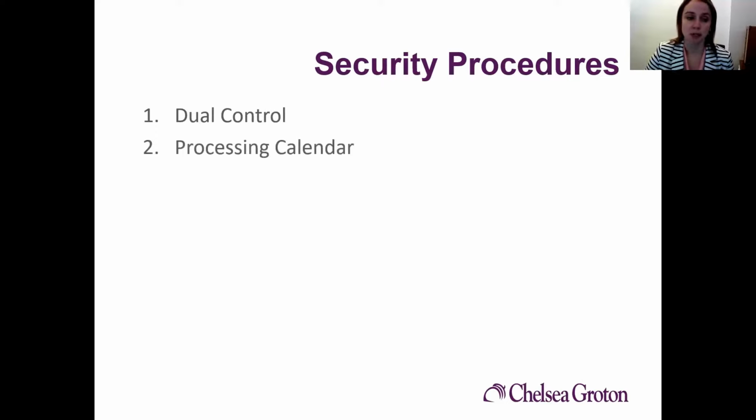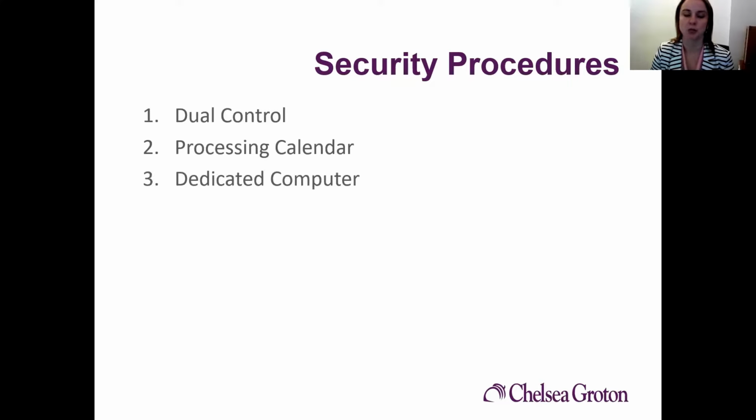Number 2 is the processing calendar. The processing calendar for ACH is dictated by the Federal Reserve. For example, you cannot send an ACH file on Christmas. The Federal Reserve is closed. So we are required to adhere to the processing calendar set by the Fed.